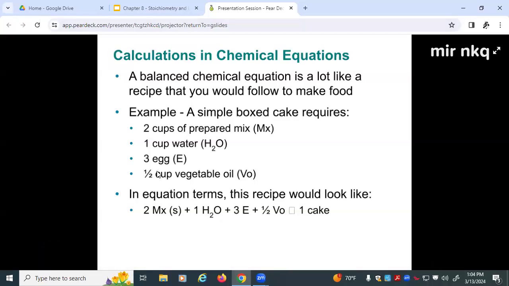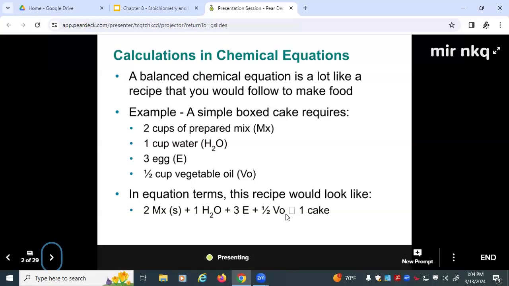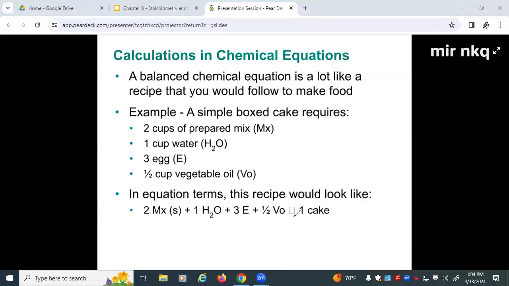Well, if I were asking you to take that recipe and turn it into a chemical equation, it would look a lot like this. I had the 2 cups of the prepared mix, so that's 2 mix. I had 1 unit of water, so that's 1 water. I had 3 eggs, so that's 3 E. And I had 1/2 of a unit of vegetable oil, so 1/2 VO. And I put that together, out comes my cake.